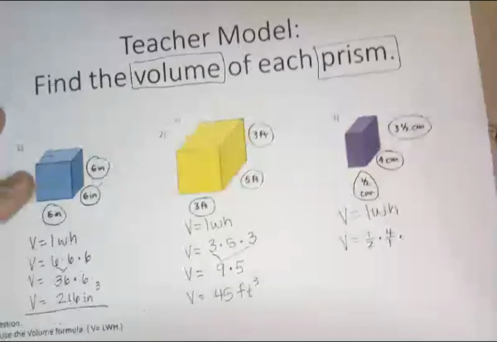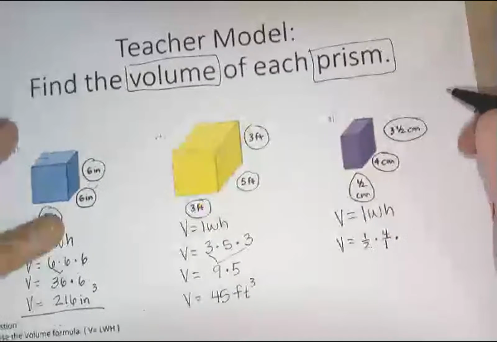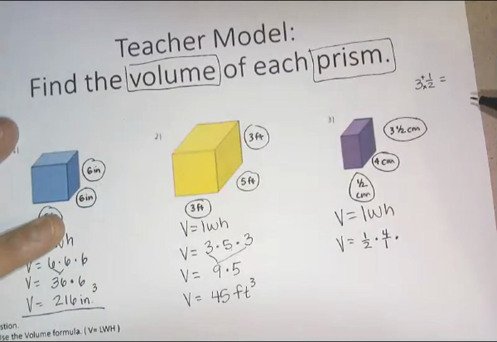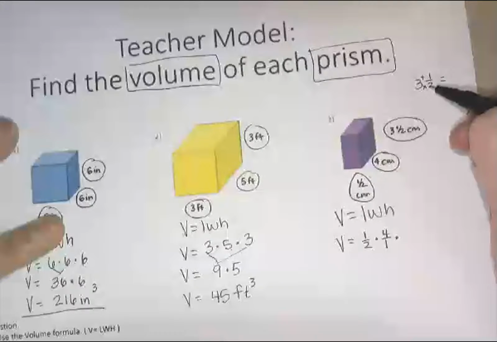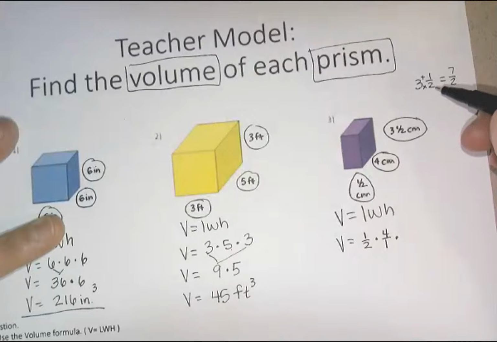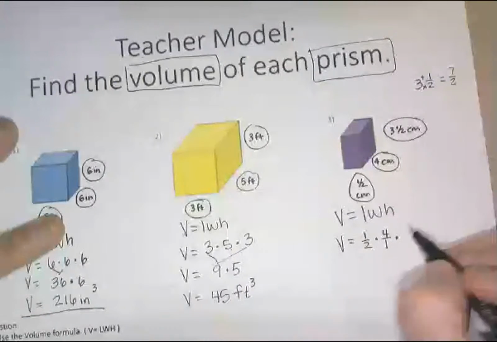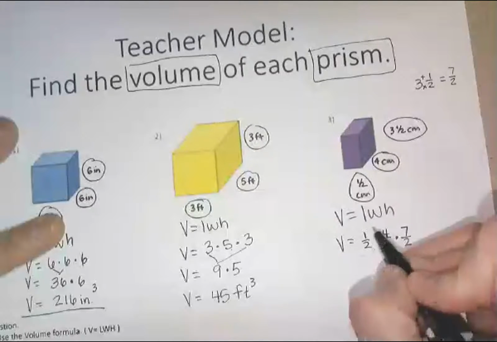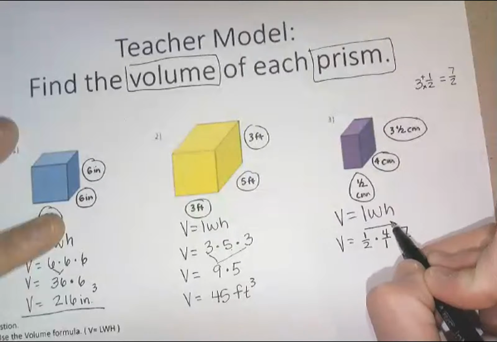I remember learning that 3.5, if I change it to an improper fraction, becomes, 3 times 2 is 6 plus 1 is 7, and keep my denominator, 7/2. So 7/2 is the same as 3.5. So I'm going to use that number down here. Okay, so now I can just multiply straight across.